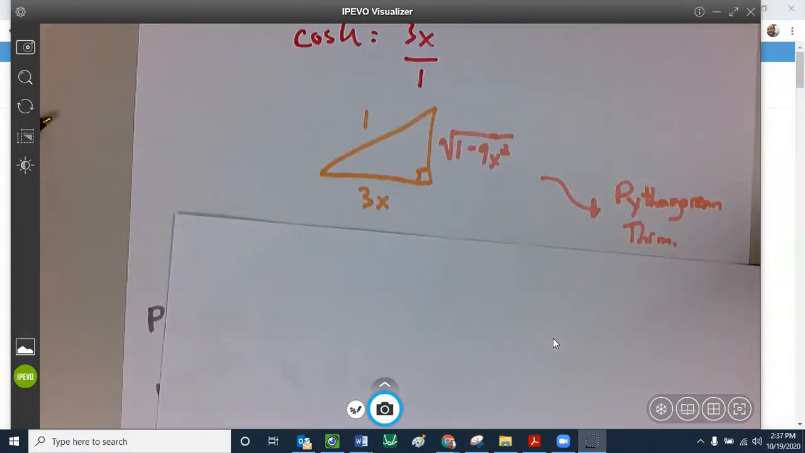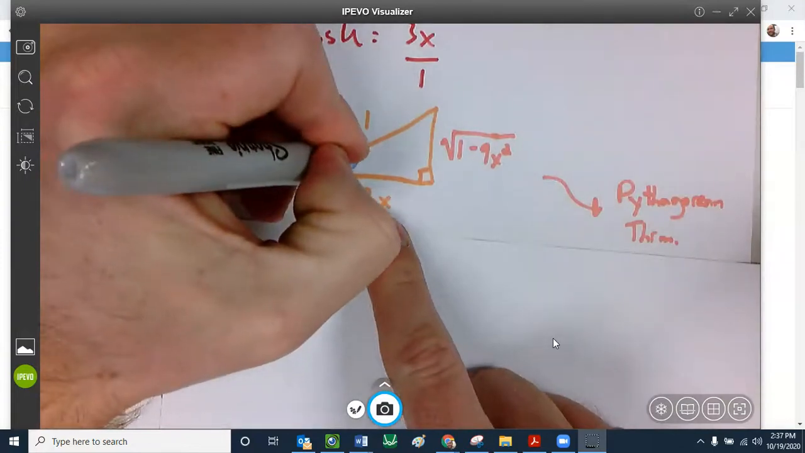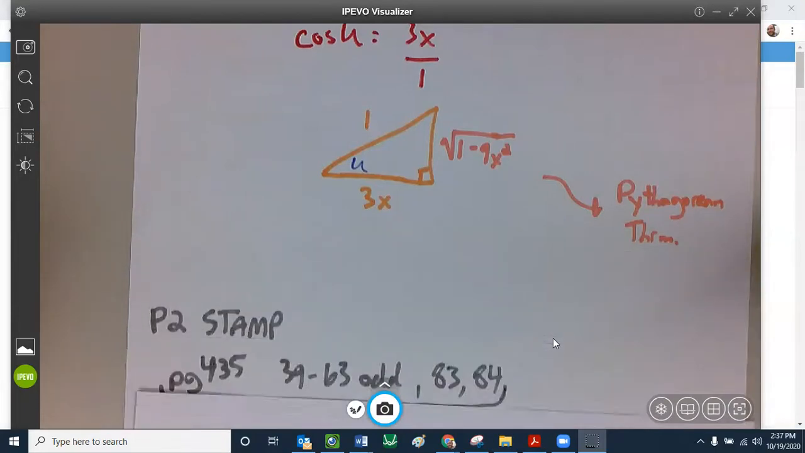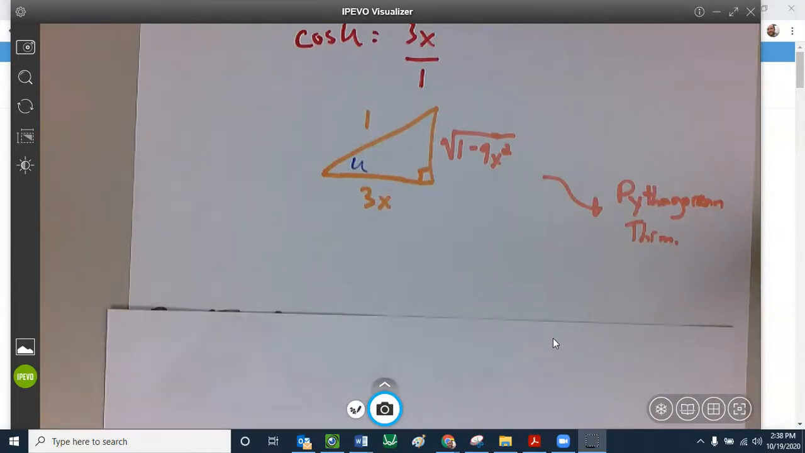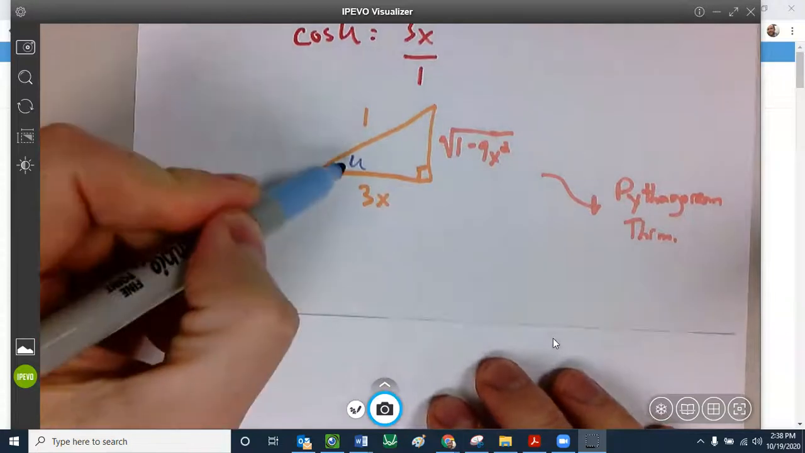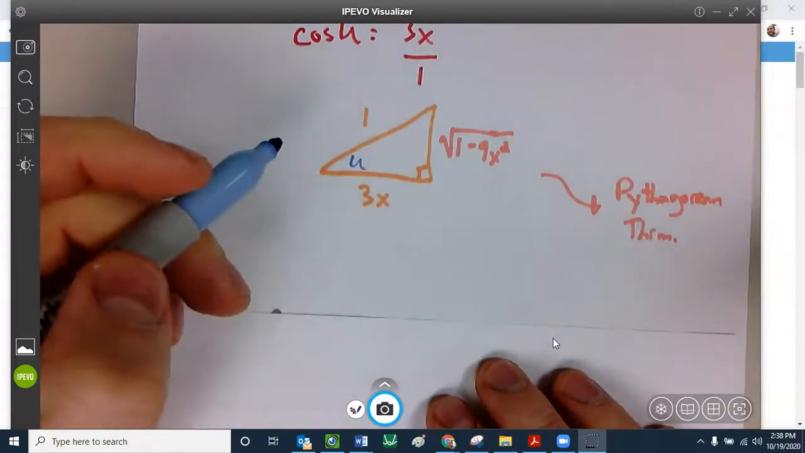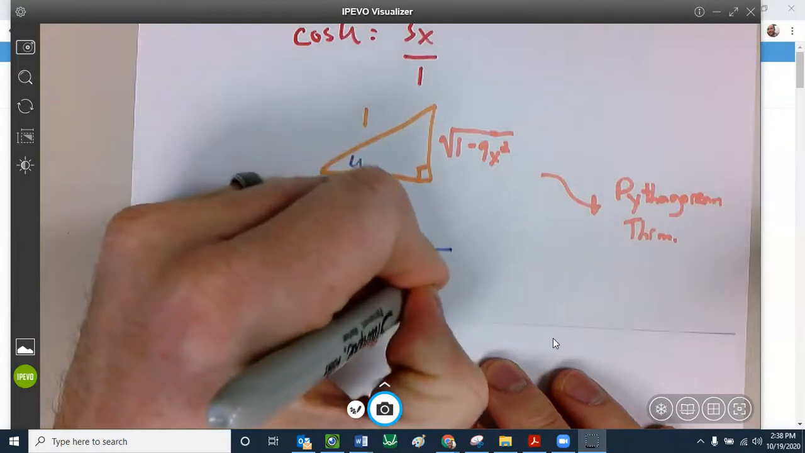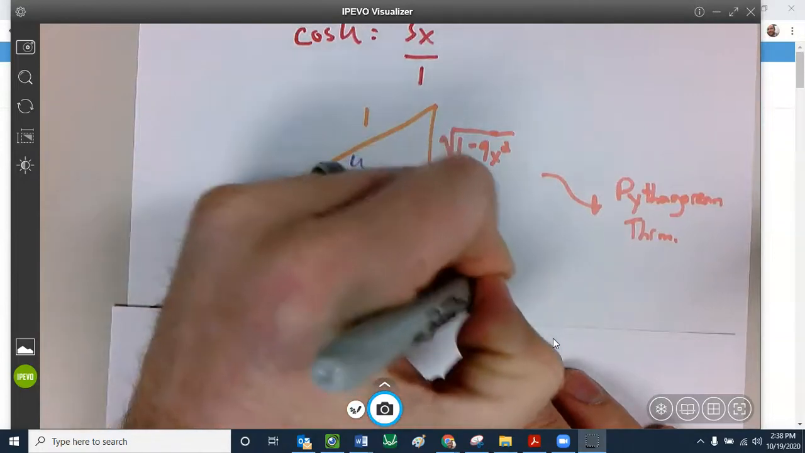And look, I'm going to get a marker because I already see something I didn't put in there. This is that angle we were talking about. This is u. We don't care what u is because we want the sine of u. Okay. Sine of u is opposite over hypotenuse, so it would just be square root of 1 minus 9x squared.